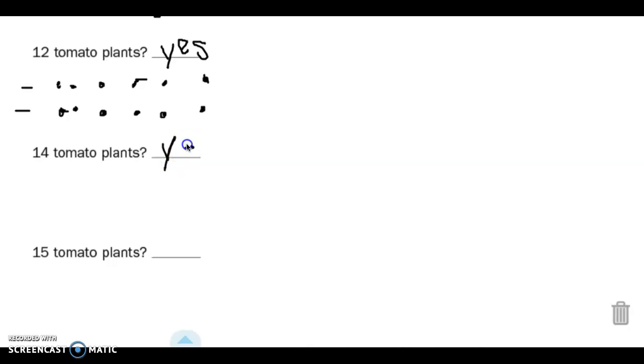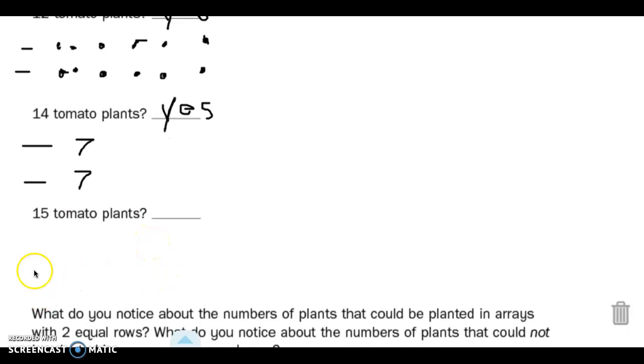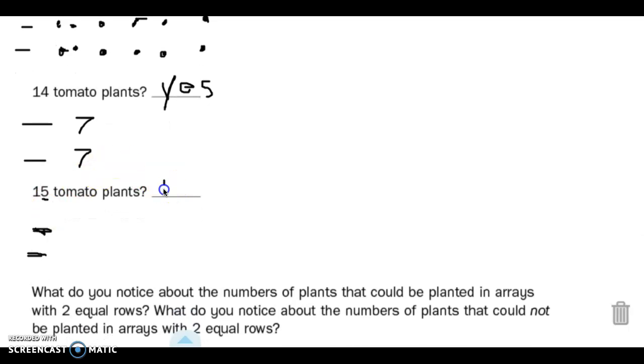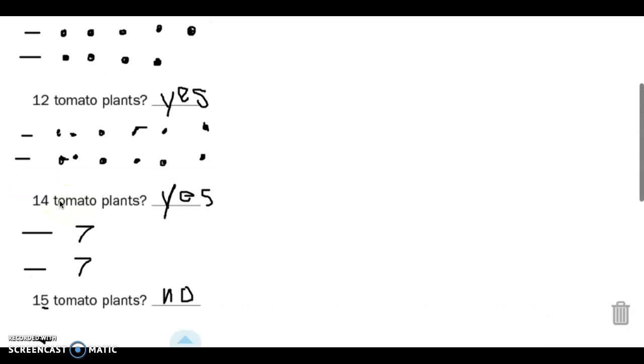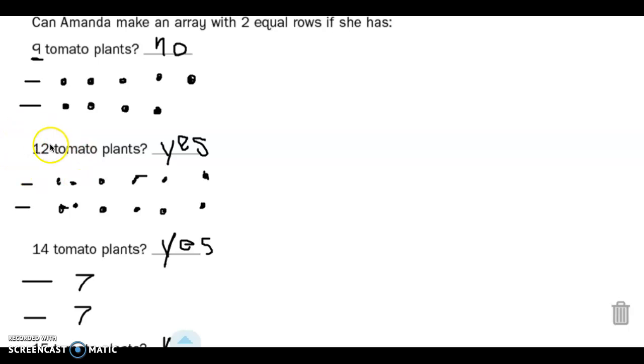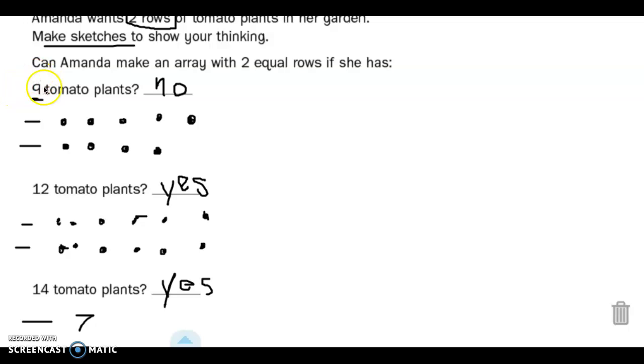Yes, because what is half of 14? This row would have 7, and this row would also have 7 because 7 plus 7 is 14. I would have the same amount. What about 15? I cannot split 15 in half because it ends with a 5, because 5 is what kind of number? If you said 15 is an odd number, you were correct. And 14 was even, and 12 was even. And look, the even numbers were yeses. You can split even numbers in half. Can you split odd numbers in half?